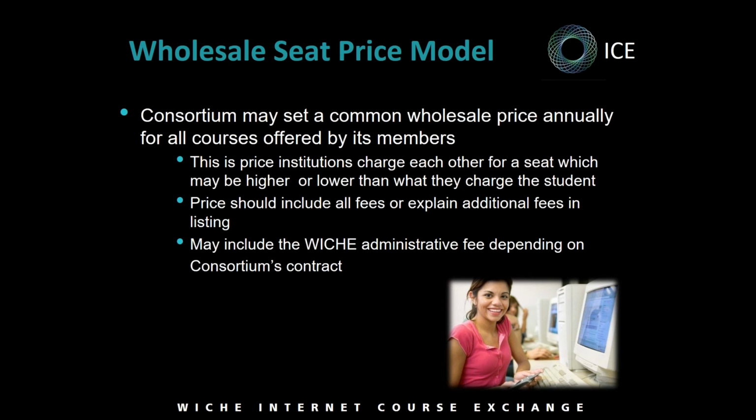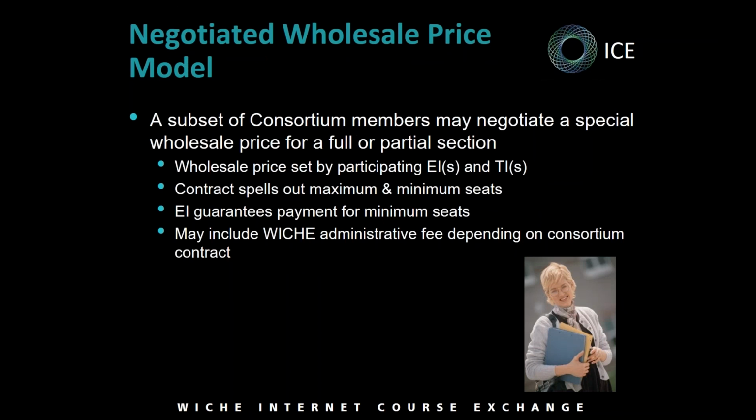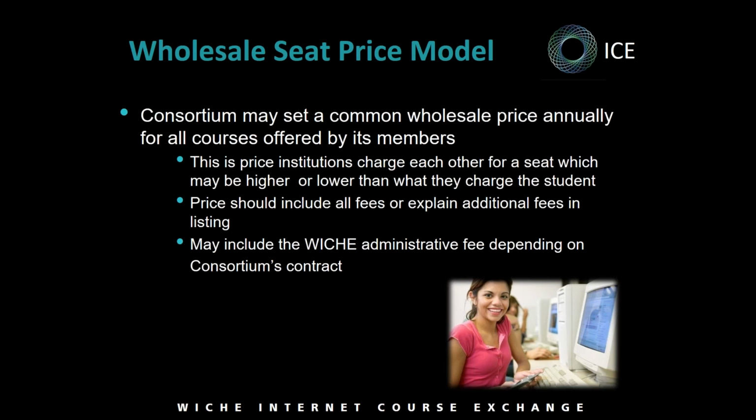So that's one option. The other option is to add to the $450 the amount of the administrative fee, and then that's the fee that would be charged to the enrolling institution. Now the enrolling institution may charge that fee, the same fee that you're advertising, to the student, or more or less.